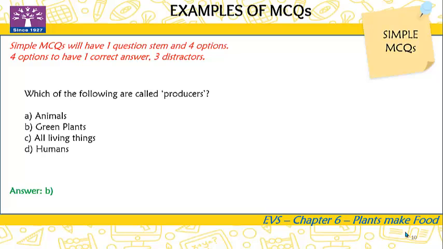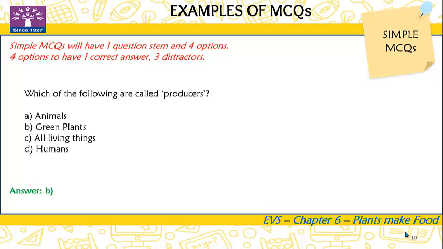So in the example, the language of the question is very simple and easy to understand. That's the first quality that you have to pay attention to while designing simple MCQs. It uses terms straight from the textbook for students to connect with. No ambiguity at all. The choices are 4 in number. One of the choices is of course the correct answer, but the others are distractors. By distractors we mean choices that are incorrect.